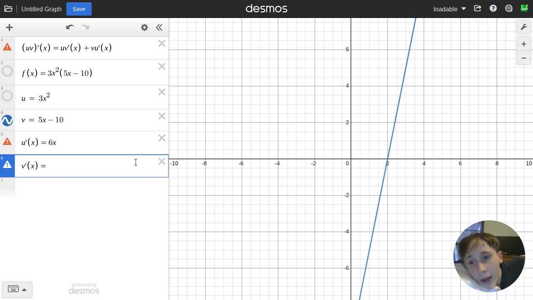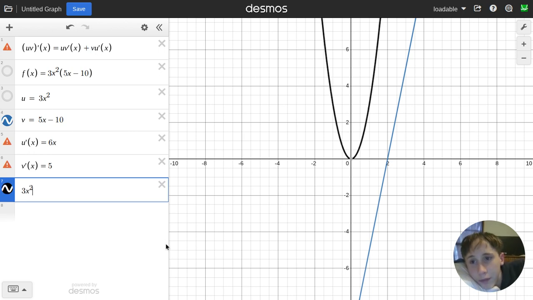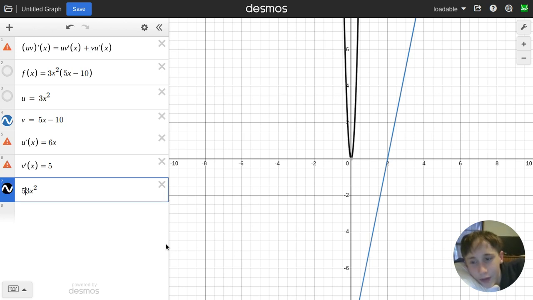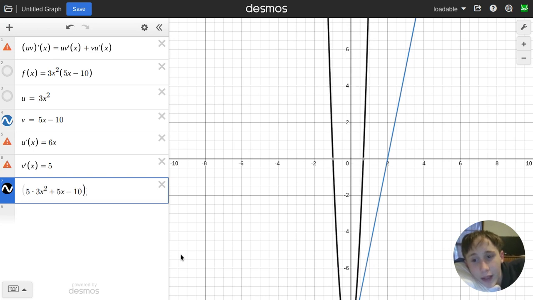So v prime x is going to be just the derivative of that, which is 5. So this is going to be 3x squared times 5 plus (5x minus 10) times 6x.